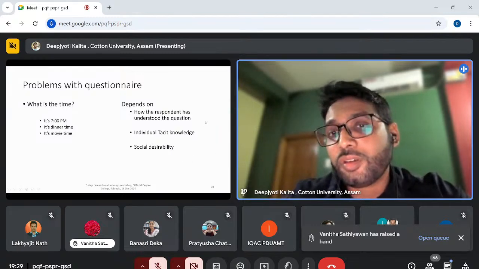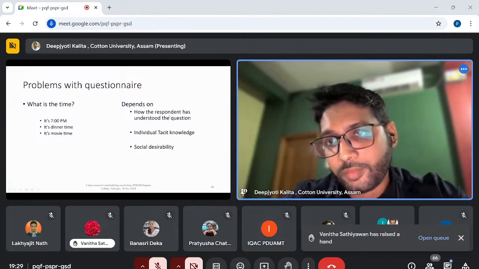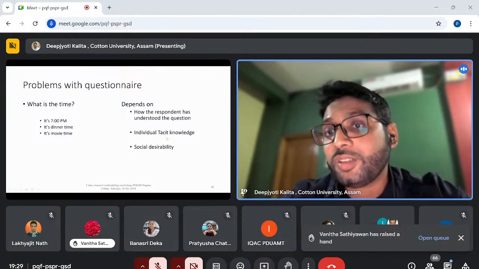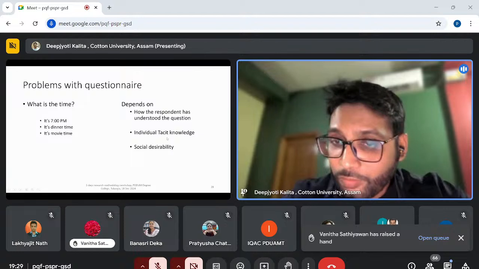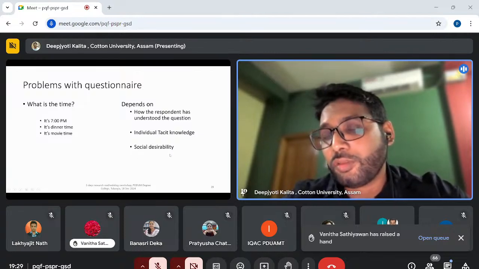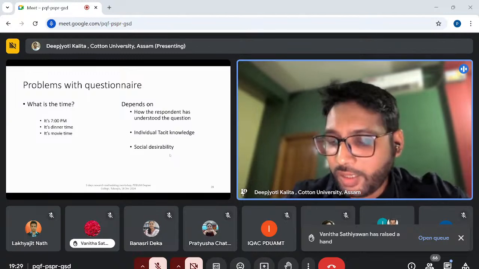Again, how it is answered is dependent on these multiple ways. The answer to a question is always dependent on how the respondent has understood the question. This understanding will be dependent on the respondent's individual tacit knowledge of the topic. And moreover, most of the responses give social desirability answers. So these are the three things we'll discuss.